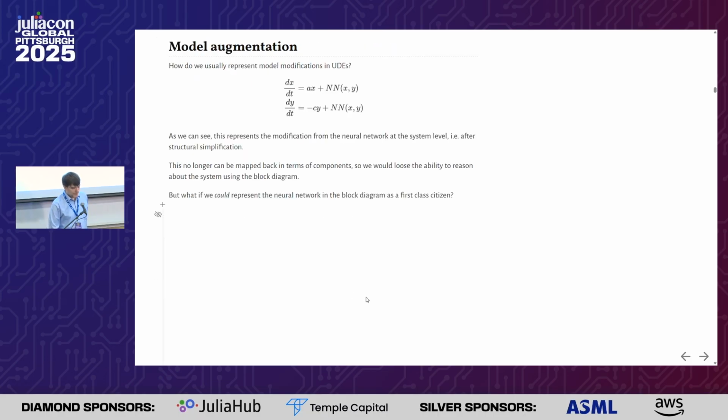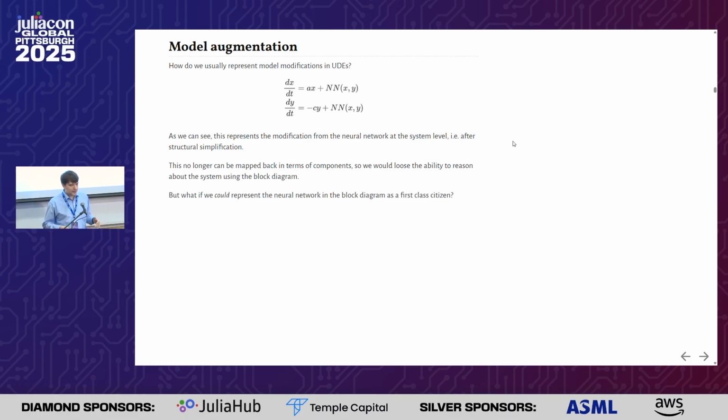And now, what about the model augmentation part? When doing UDEs, we've usually seen this example of the Lorenz equations everywhere. You have your system of differential equations, and you add a term from the neural network. Or you can do more complicated things if you don't want to just add it. But the main point is that here we are working directly at the level of differential equations.